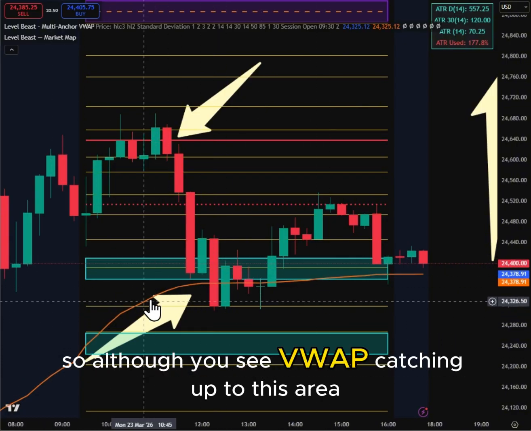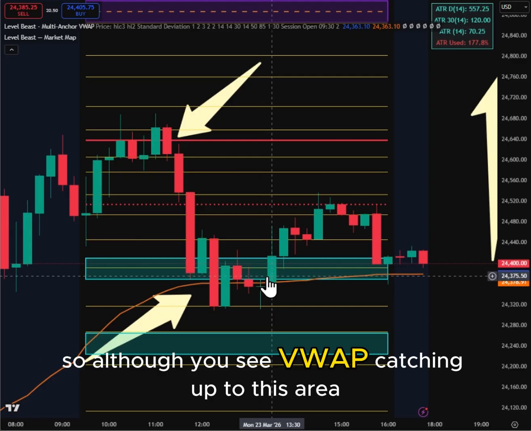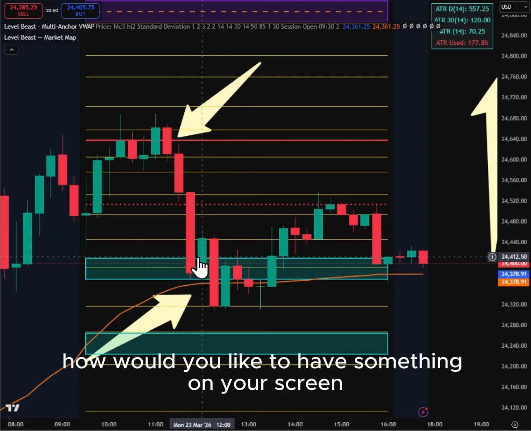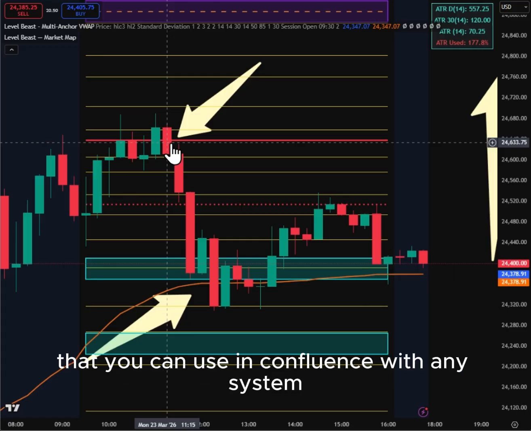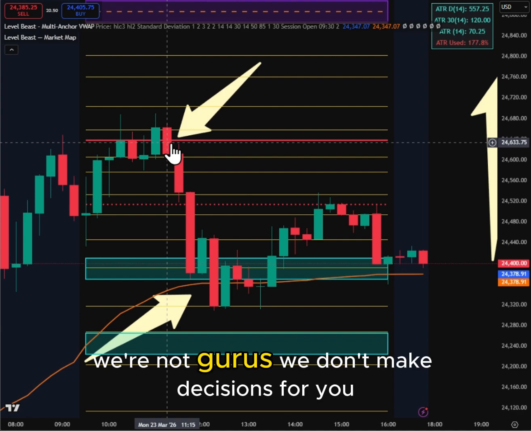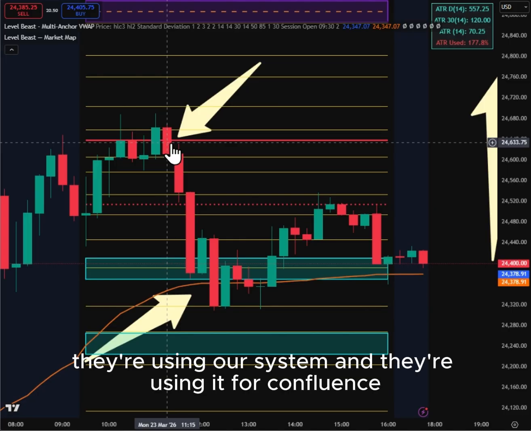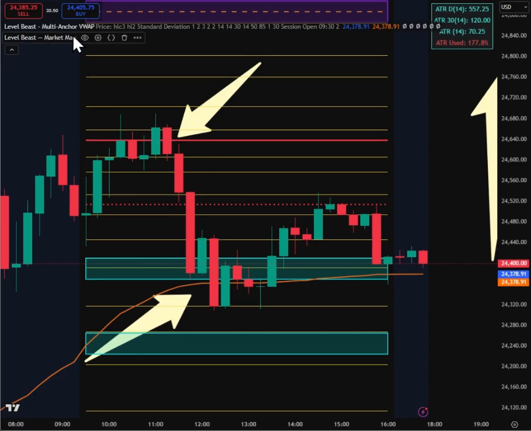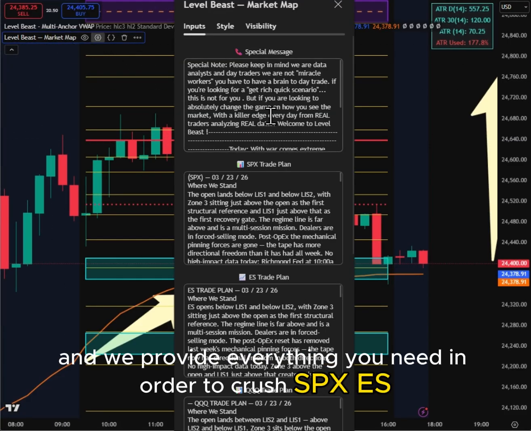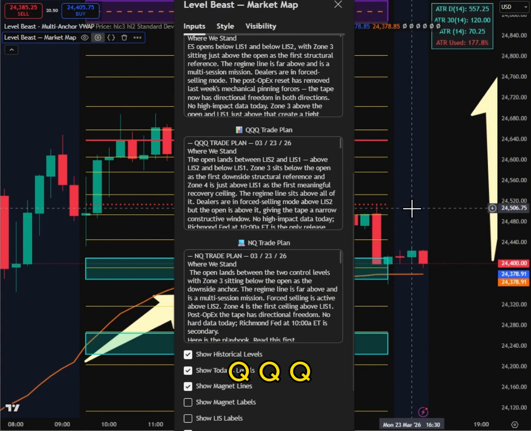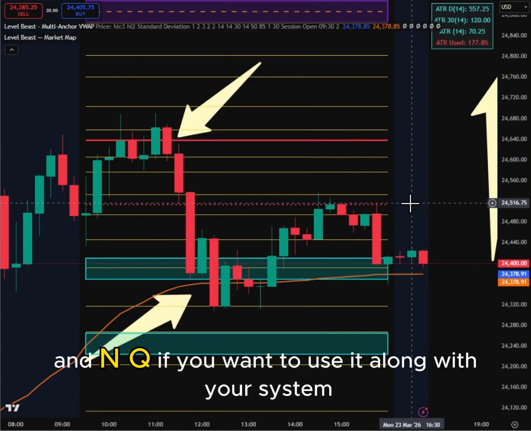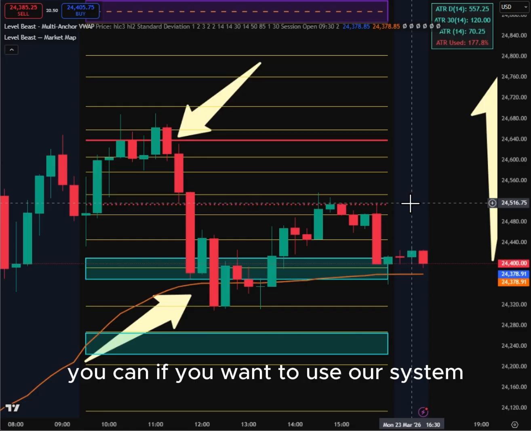So although you see VWAP catching up to this area, how would you like to have something on your screen that gives you the parameters that you can use in confluence with any system? Now, of course, we're not gurus. We don't make decisions for you. But for those who are serious traders, they're using our system, and they're using it for confluence. They're using it for their targets. And we provide everything you need in order to crush SPX, ES, QQQ, and NQ. If you want to use it along with your system, you can. If you want to use our system, you can.